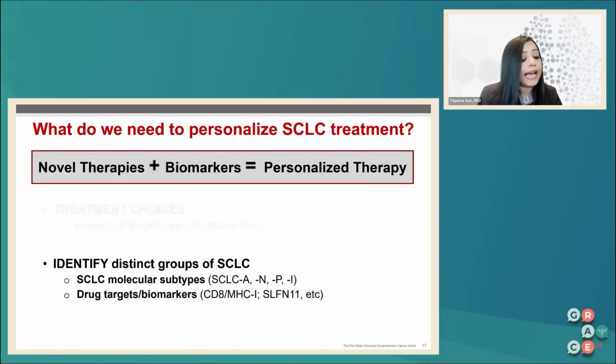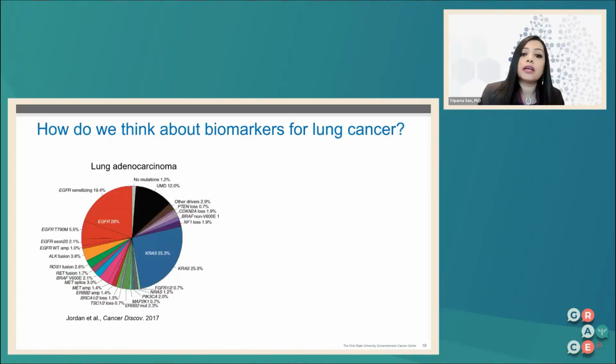So next is, can we identify patients? Because for personalized therapy, we need to have the subset of patients who will derive the most benefit from these therapies. So how do we think about biomarkers for small cell lung cancer?